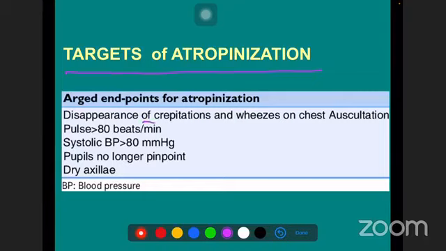There will be no crepitation and wheezes in the lung on auscultation. So if I auscultate the lung and see that there is no wheeze or crepitation in the lung, then we have to consider it one of the good signs, that I have given the atropine adequately and properly. Pulse rate will be more than 80, but it should not cross more than 100.